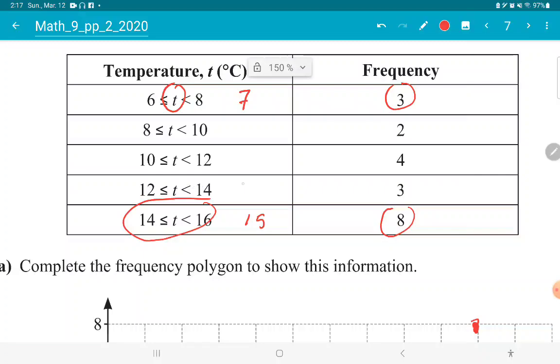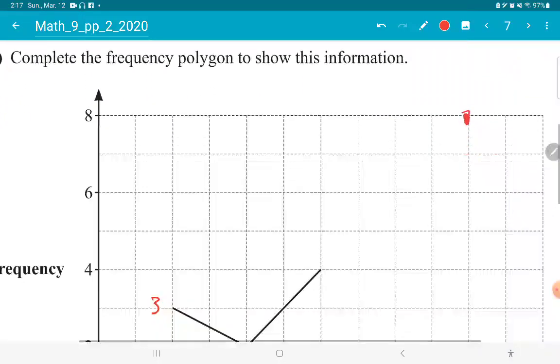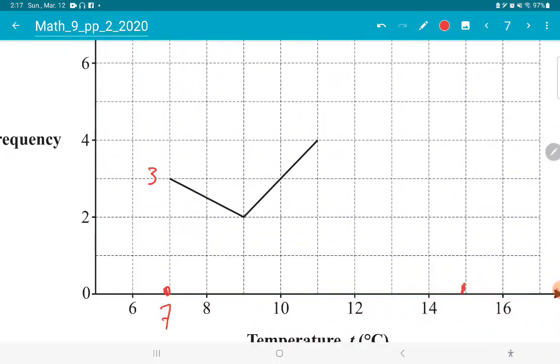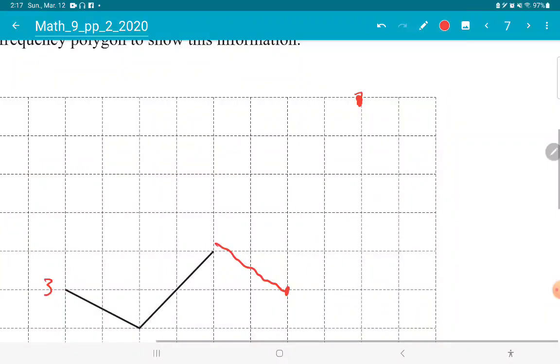12 and 14, so the average is 13. 13 is 3. Where's 13? 13 in here. 3, it should be here. So I'll come back to this like that, and then I'll jump to that one. That's it.